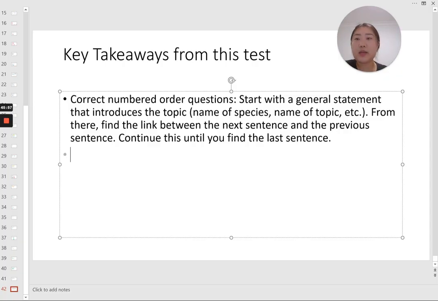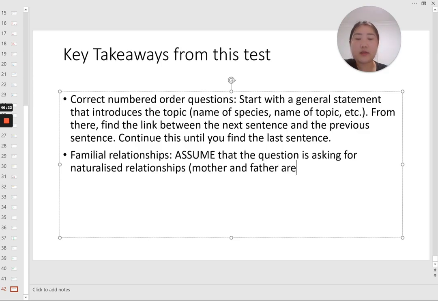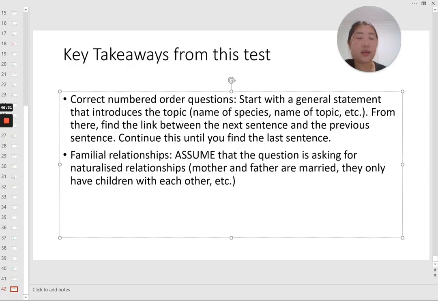Another one of these, talking about familial relationships. So mother, father, daughter, okay? Assume that the question is asking for naturalized relationships. So what I mean by that, mother and father are married, and also they only have children with each other, etc. And it keeps going down, okay?